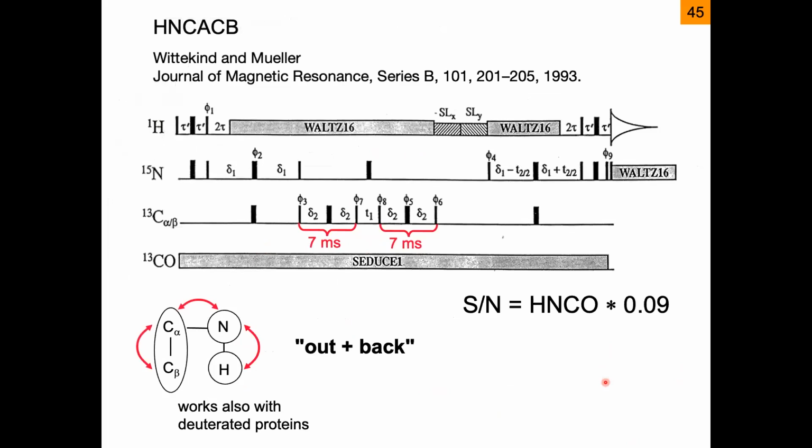Luciano Müller had a better idea. This is the HNCA-CB, where you start on the amide proton, go to nitrogen and C alpha, and then dephase to the C beta and go back. In total, they have 14 milliseconds transverse on C alpha, and we had 21. So the signal to noise is somewhat better. And it works, of course, also for deuterated proteins.